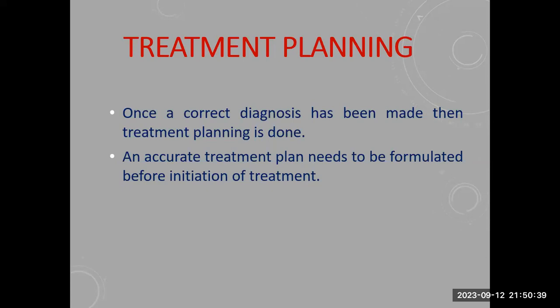Last time we covered the diagnosis of the patient, and we're going to continue with the treatment planning. Once the correct diagnosis has been made, then treatment planning is done. I can't make any treatment plan unless I know whether this patient has gingivitis or periodontitis. And I can't do any treatment, as we said, unless I have a correct treatment plan. So an accurate treatment plan needs to be formulated before initiation of treatment. We go in order: diagnosis, treatment planning, then treating the patient.